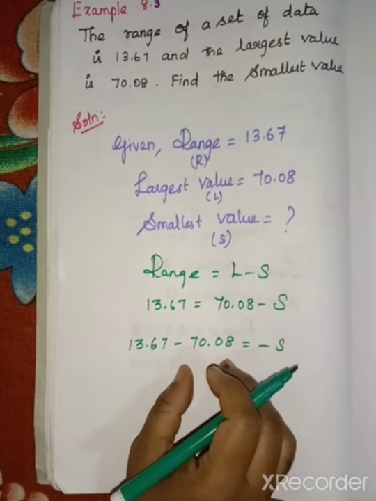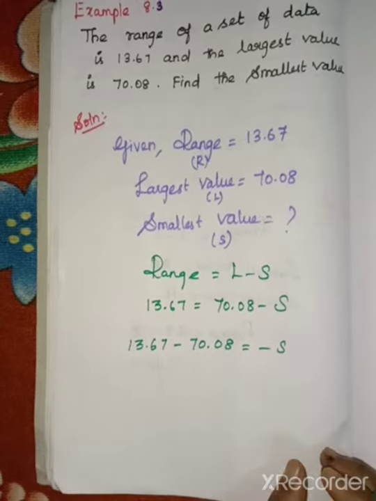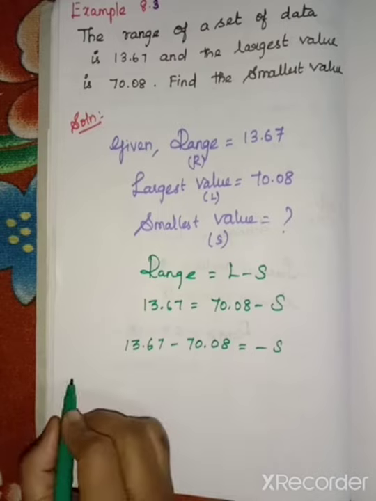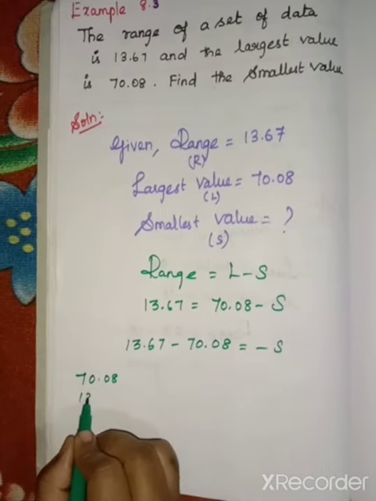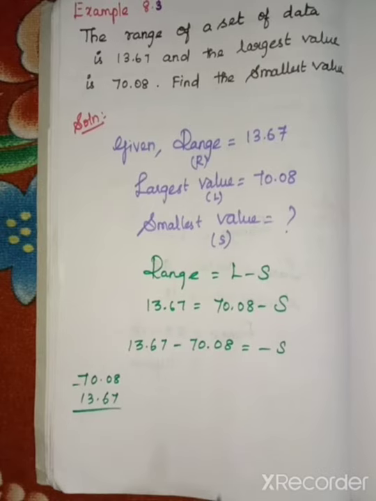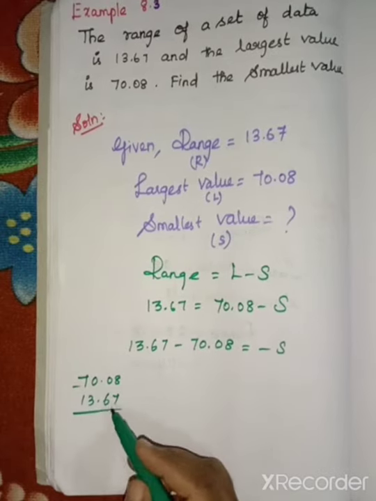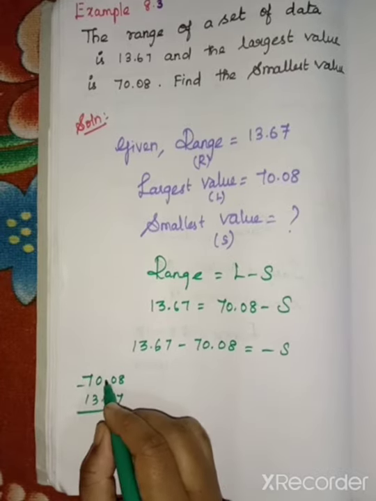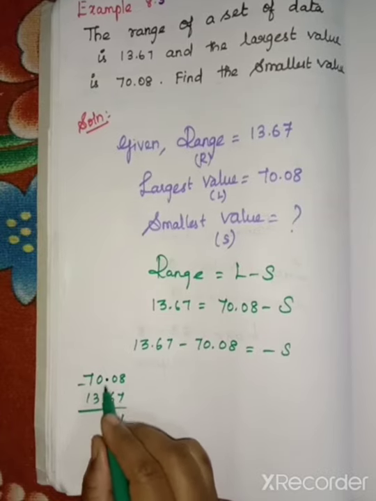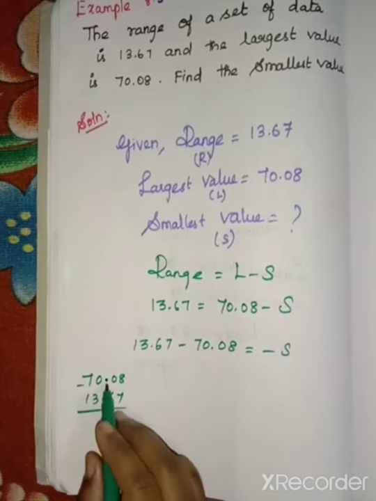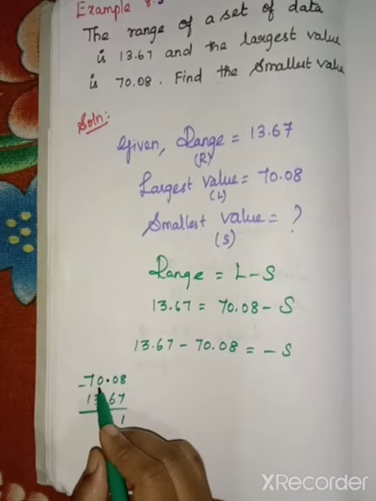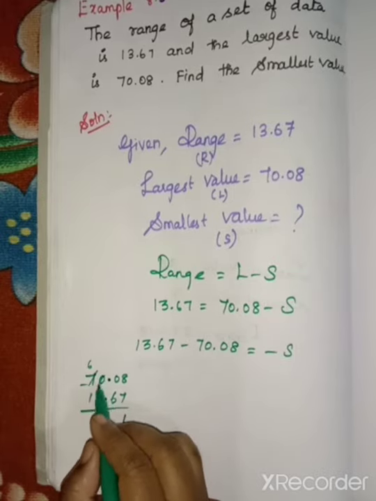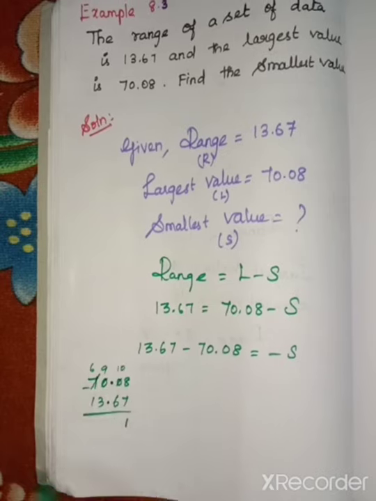We know that we take the biggest one first, then the second one as the smaller one, so it is calculated easily. So the greatest one is 70.08 minus 13.67. We want to subtract. 8 minus 7 we get 1. 0 minus 6 we can't. Here we have the decimal point, so I write the two numbers in the same position. Now we want to borrow. Nearby also we have a 0, so the 7 becomes 6, this one is considered as 9, and this is considered as 10.